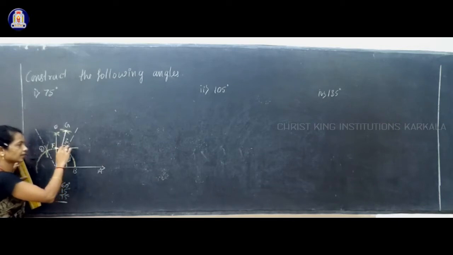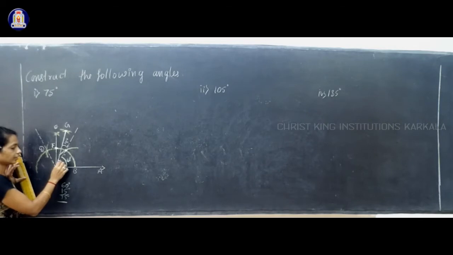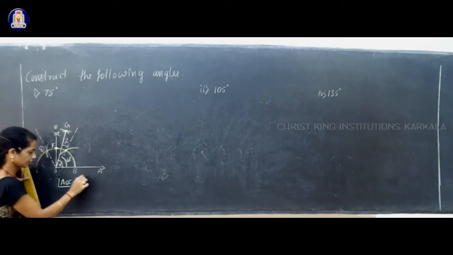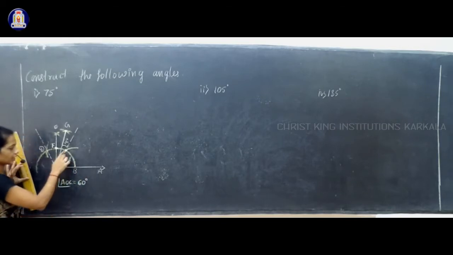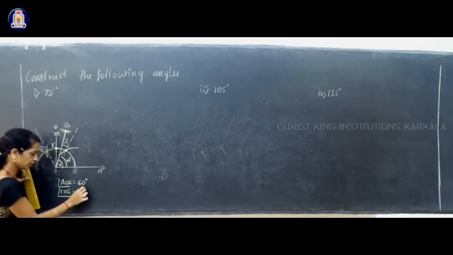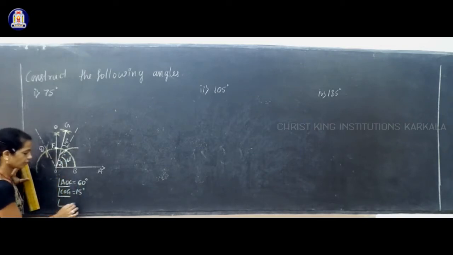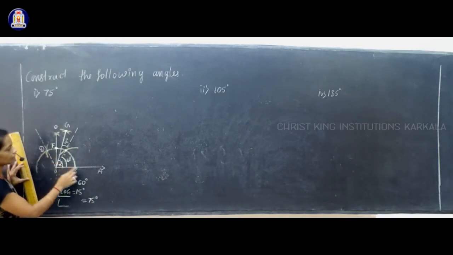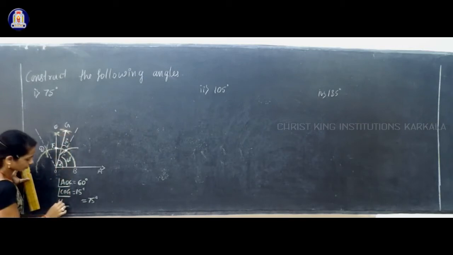This angle is how much? 60 degree, and this angle is 15 degree. 60 plus 15 gives you 75 degree. So I will write here angle AOC is equal to 60 degree, and angle COG is equal to 15 degree, and together that gives you how much degree? 75 degree. That is angle BOG. Angle BOG is equal to 75 degree.